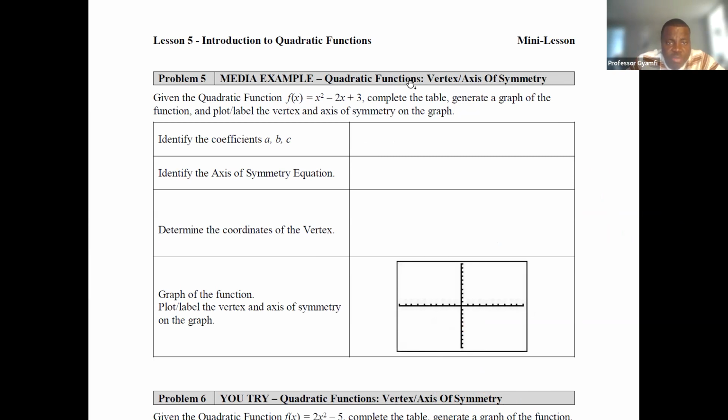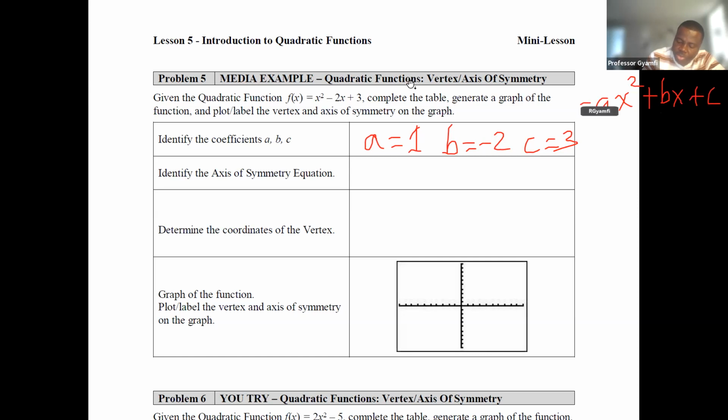So we have f of x equals x squared minus 2x plus 3. Find the coefficients. A equals 1, b equals negative 2, c equals 3. Where am I getting these values from? ax squared plus bx plus c equals f of x. If you compare that to the function we have, x squared minus 2x plus 3, a is 1, b is negative 2, c is positive 3.